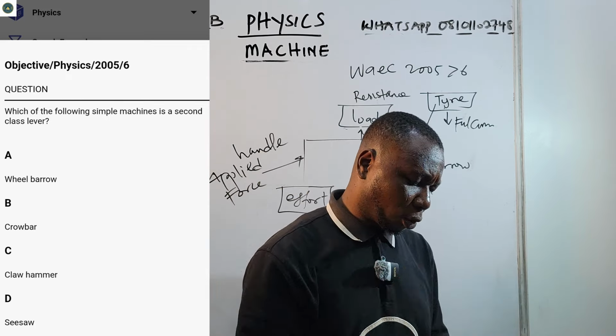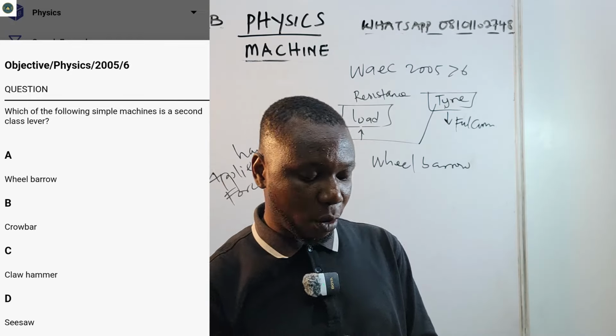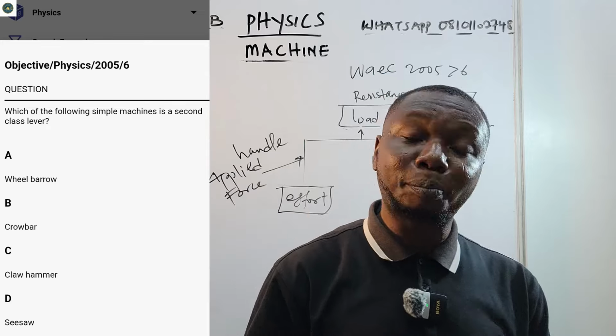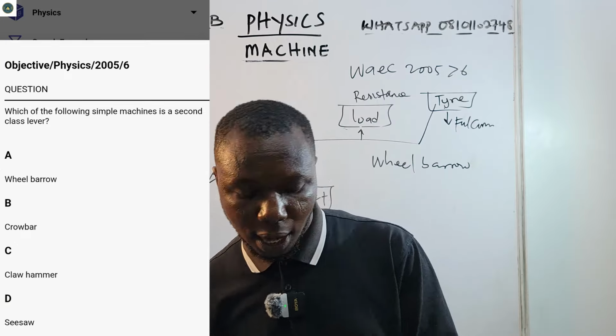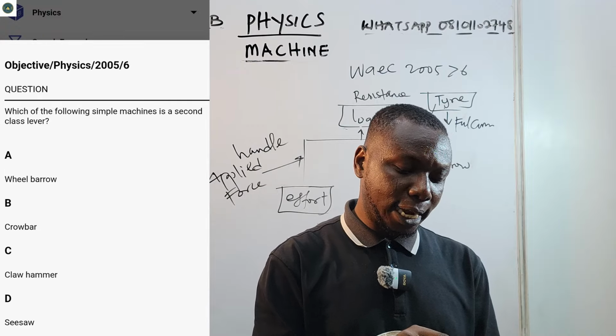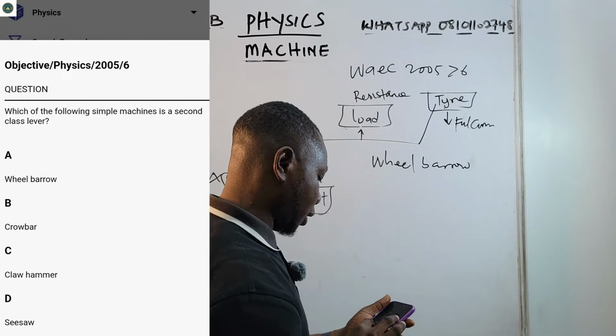So we have several options there: scroll bar, claw hammer, seesaw. So the correct answer is a wheelbarrow. In a wheelbarrow, the load is in between the pivot, which is the fulcrum, and the force. The force is the effort. So that is WAEC 2005, question 6.